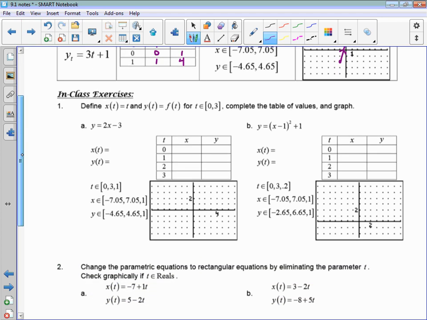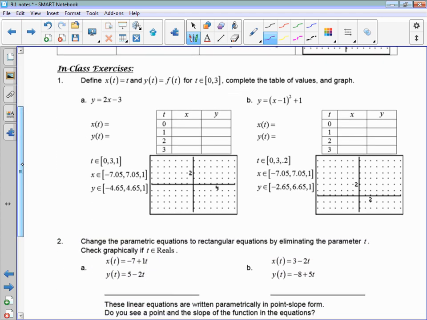Let's look at the next section here. Okay, guys, listen up. You're now given just a normal equation, y equals 2x minus 3, and I want you to turn it into parametric equations. So you have to figure out x of t and y of t. This is not really hard to do because the most basic way to do it is just to let x equal t.